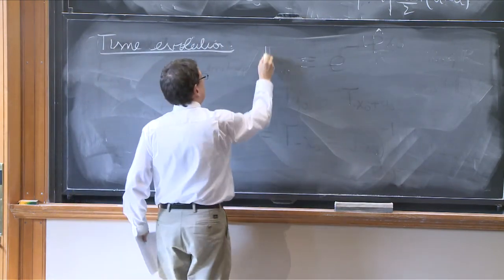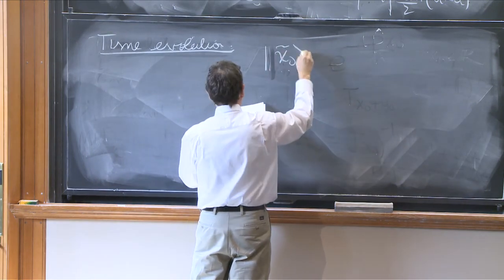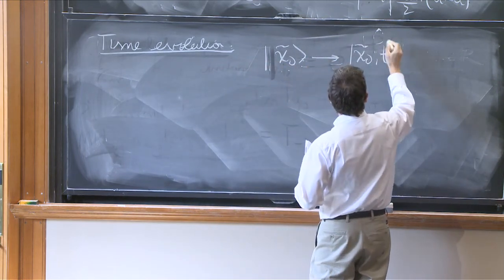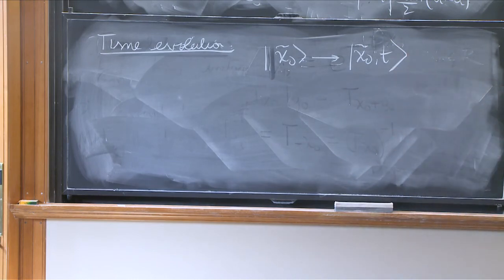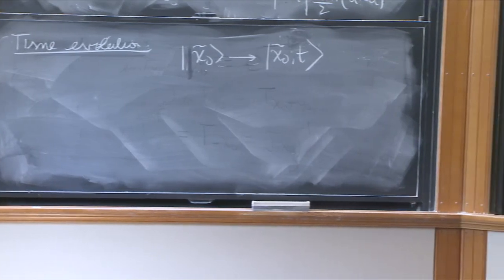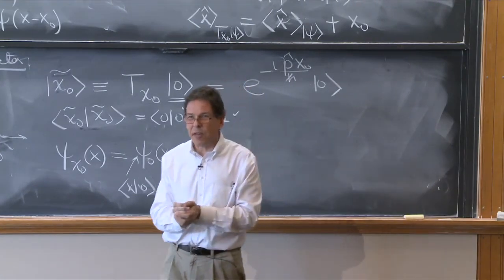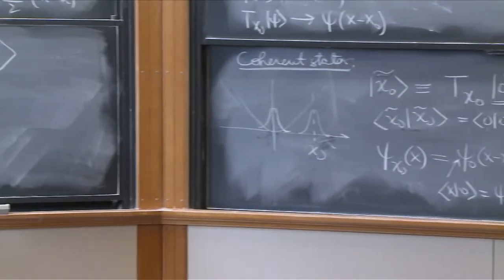So what will happen? We'll have a state x naught goes to x naught comma t. So that's notation. That's what we'll mean by the state at a later time. And how are we going to explore this? Well, we're all set with our Heisenberg operator, so we'll take expectation values of things to figure out how things look.